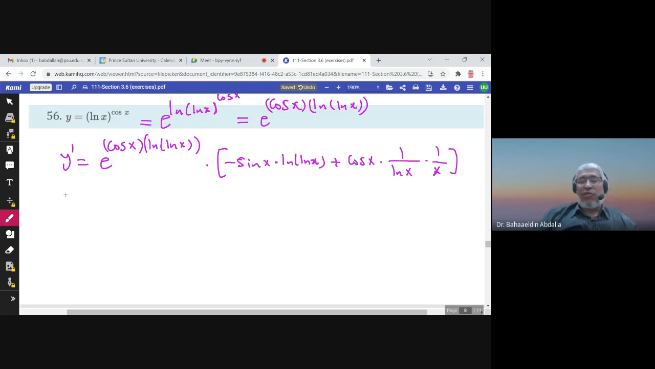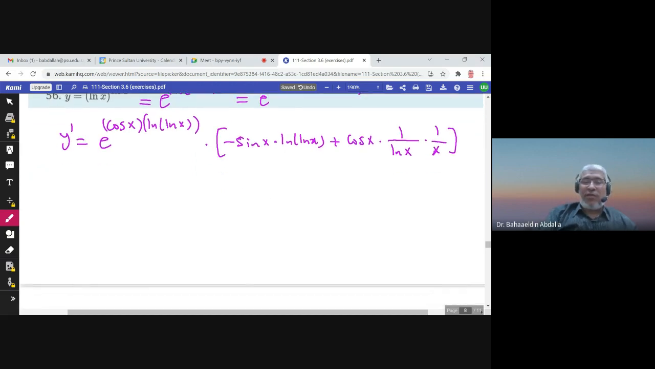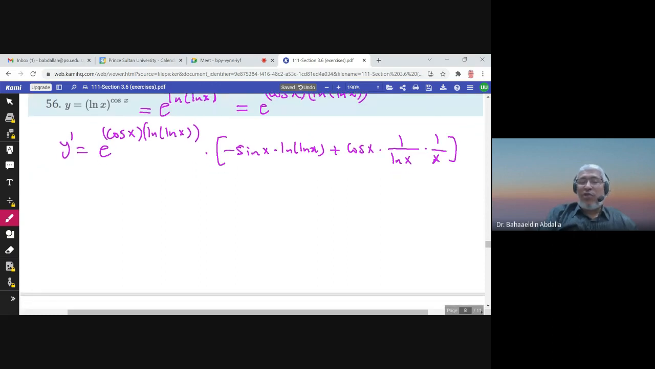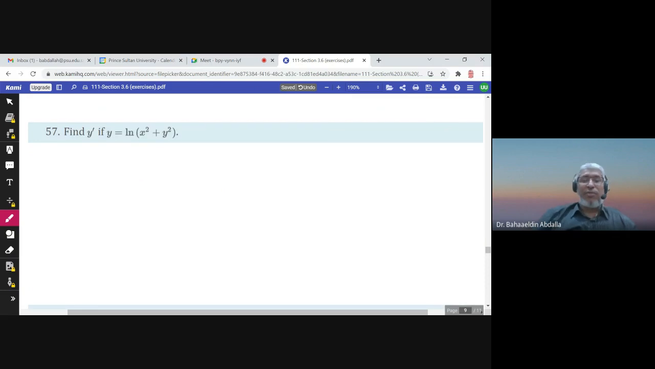So that's it. That's y prime. You can just write here cosine over x times ln x, or you keep it like this. That's the final answer. Try to solve it with logarithmic differentiation and make sure that you get the same results.